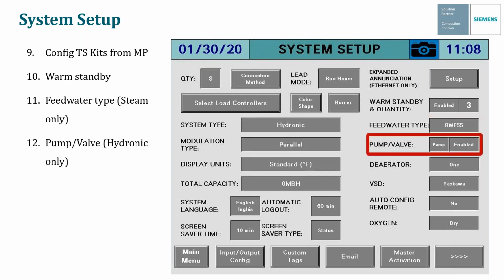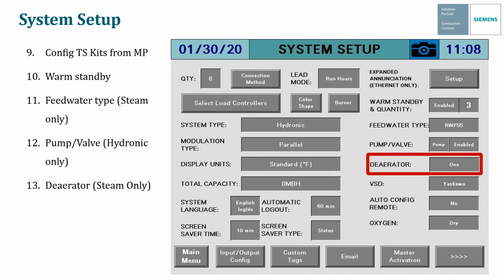If you have the system set up for hydronic, this option is shown, and this is the local boiler circulation pump and valve control. So you would turn on those controls here, and then you'd use a different screen to actually set up the parameters for that.